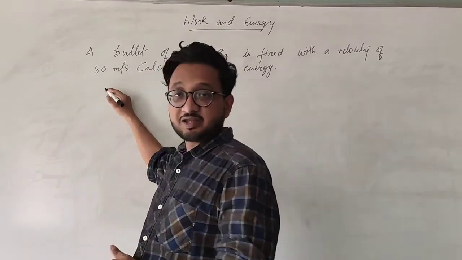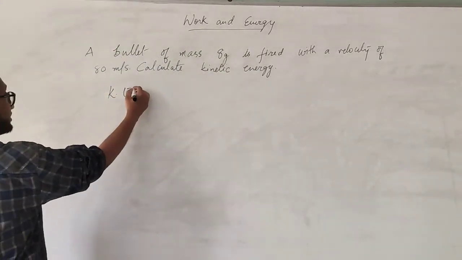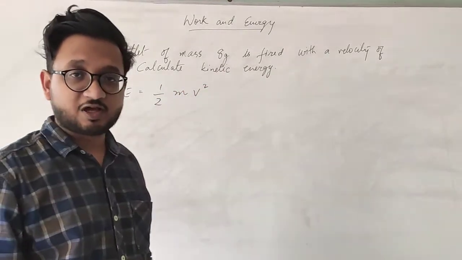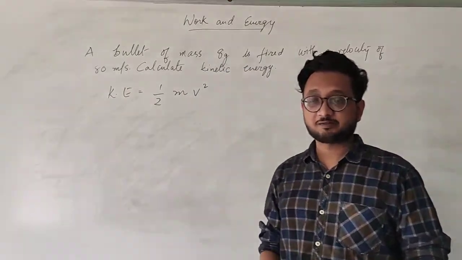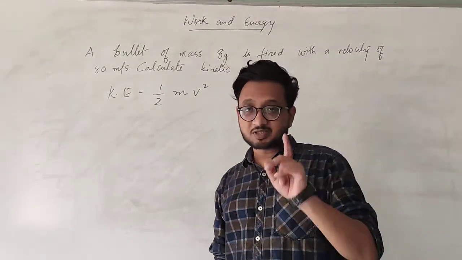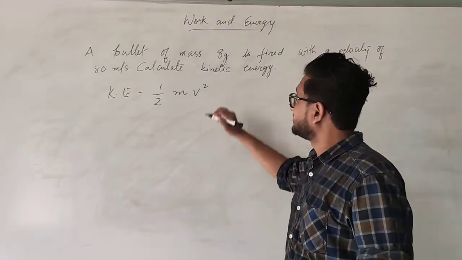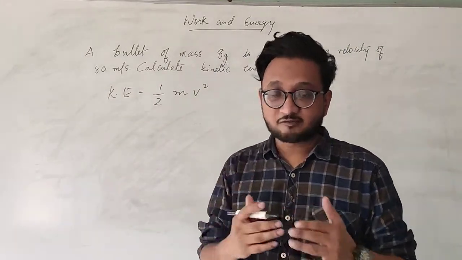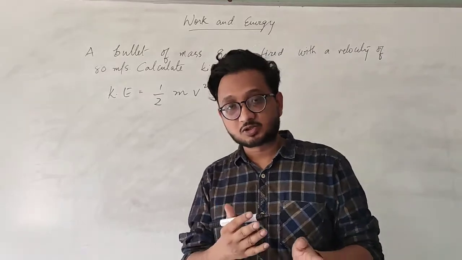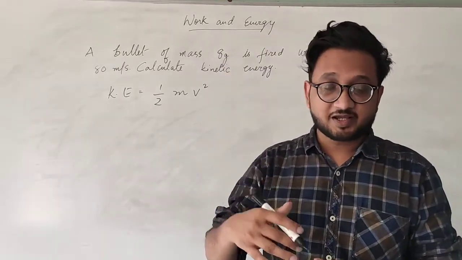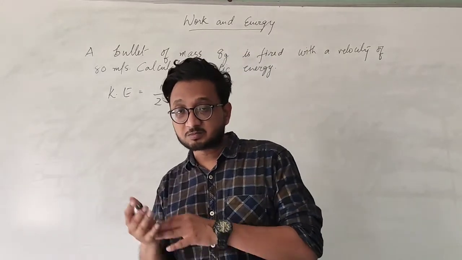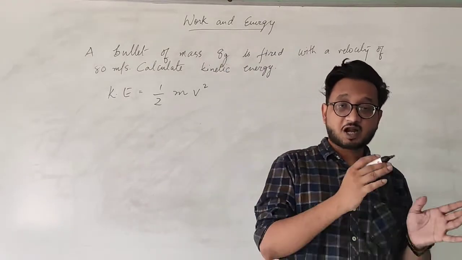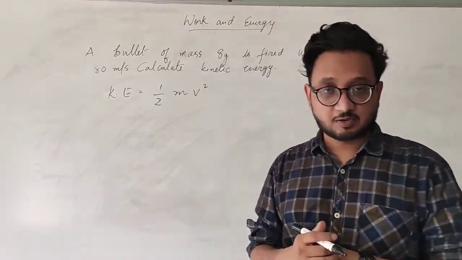So we know the formula for kinetic energy is half mv square. We have been given the mass, we have been given the velocity. You just need to substitute the values. But the only thing to keep in mind is that the mass of the bullet is given in grams. It is not in kilograms. So you will have to convert the mass from grams to kilograms, and that means dividing it by 1000. If you are converting from kilograms to grams, it is multiplying with 1000. But if you are going from grams to kilograms, it is divided by 1000.